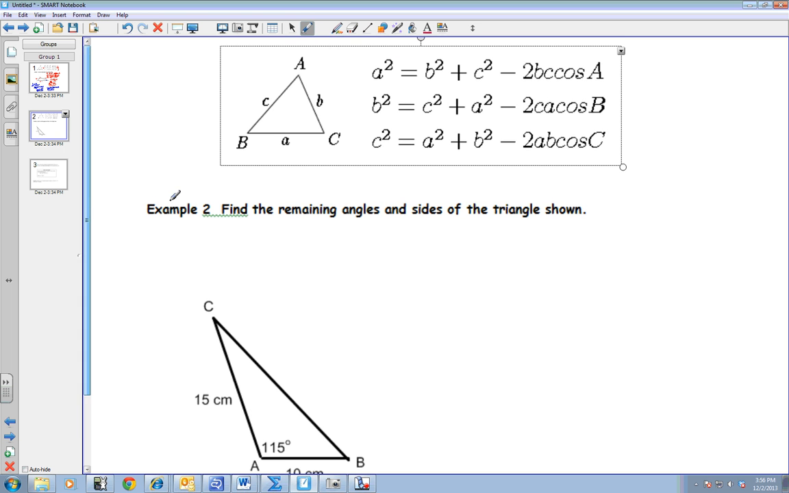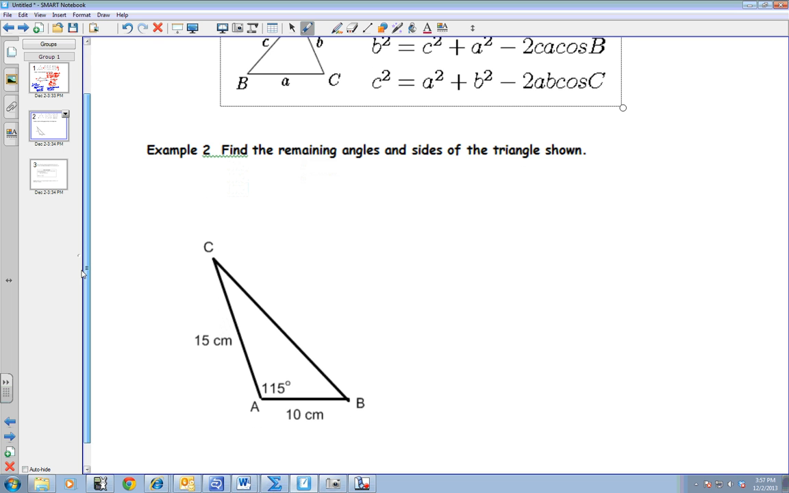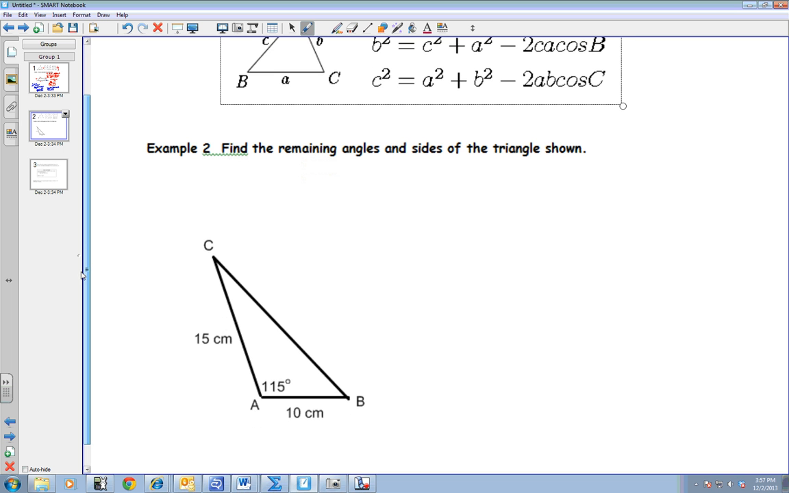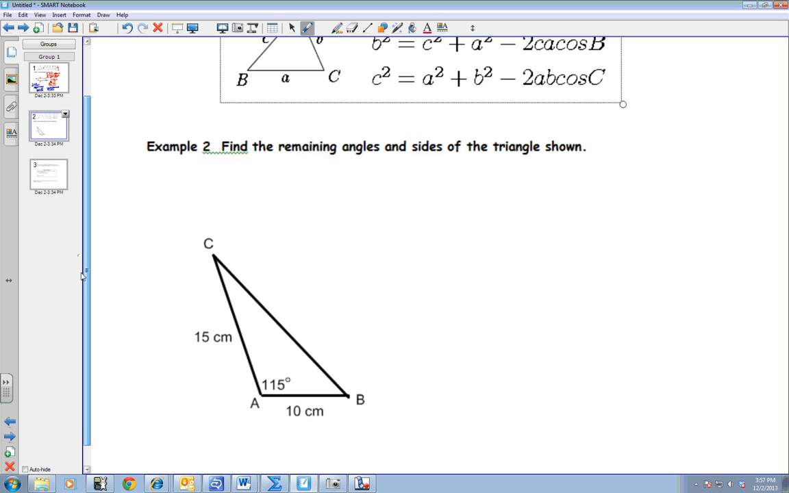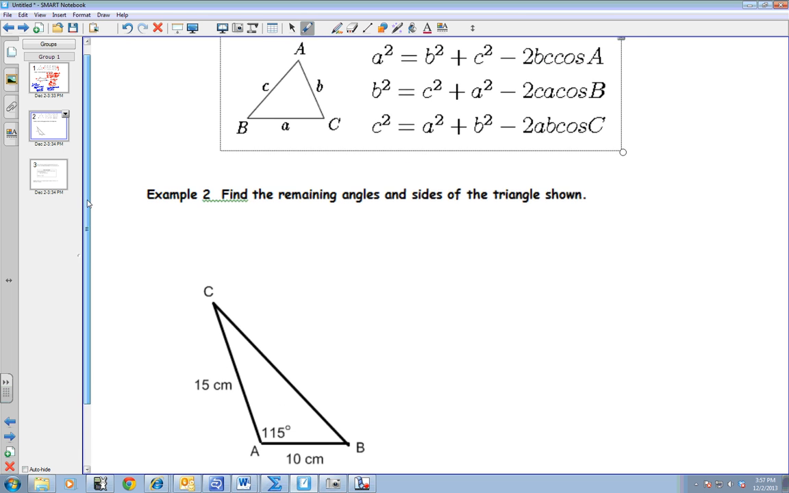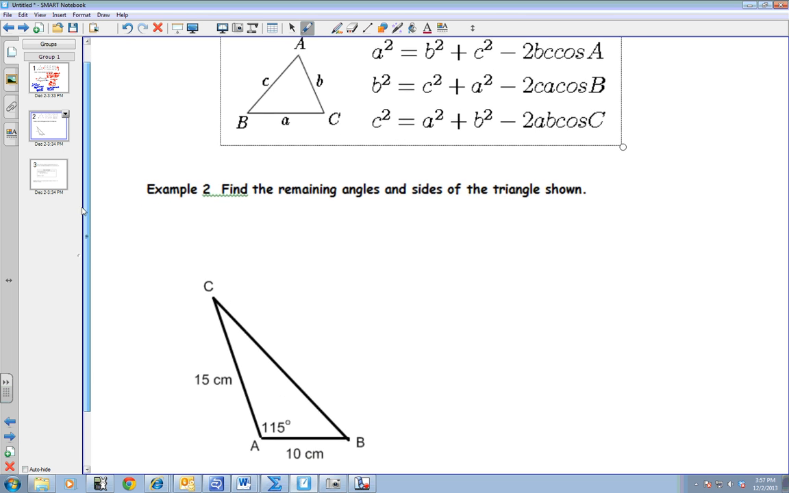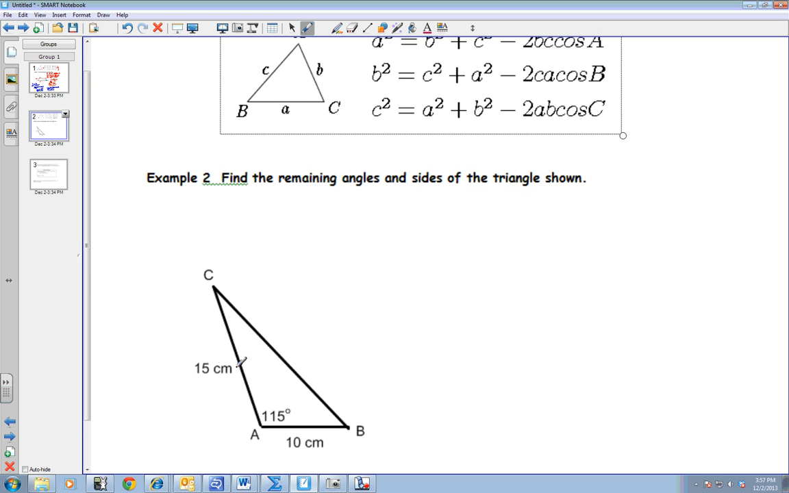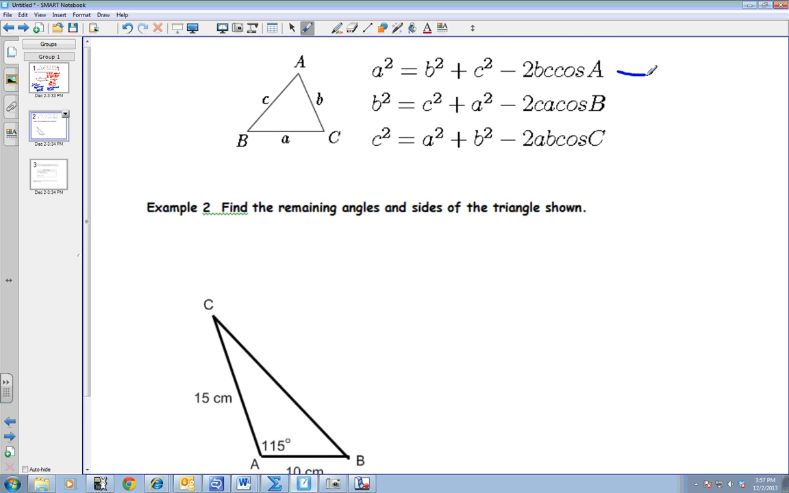Okay, so again, I put the law of cosines up at the top. When you're given a side, angle, side, we're going to find the side opposite my given angle. So we're going to find this side first, side A. I have to pick out the equation I'm going to use. Obviously, I'm only given one angle, angle A, so I have to use this top equation.